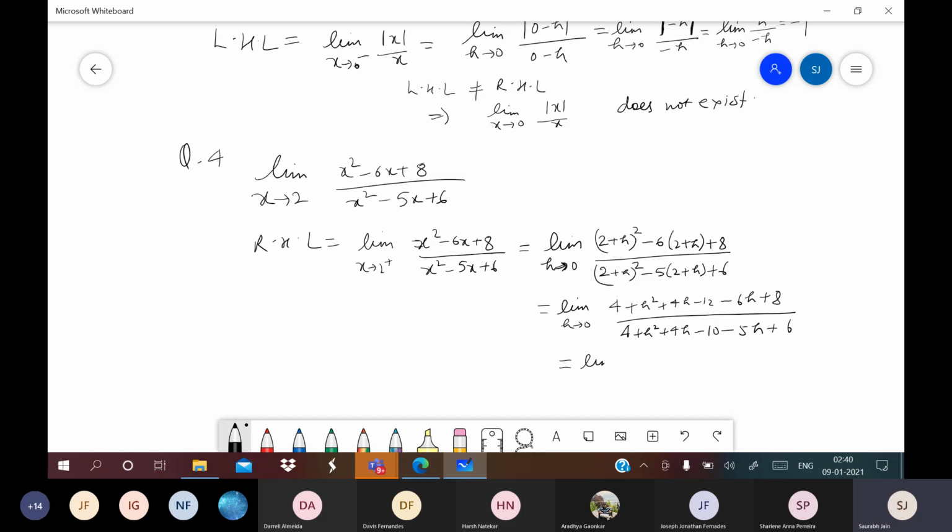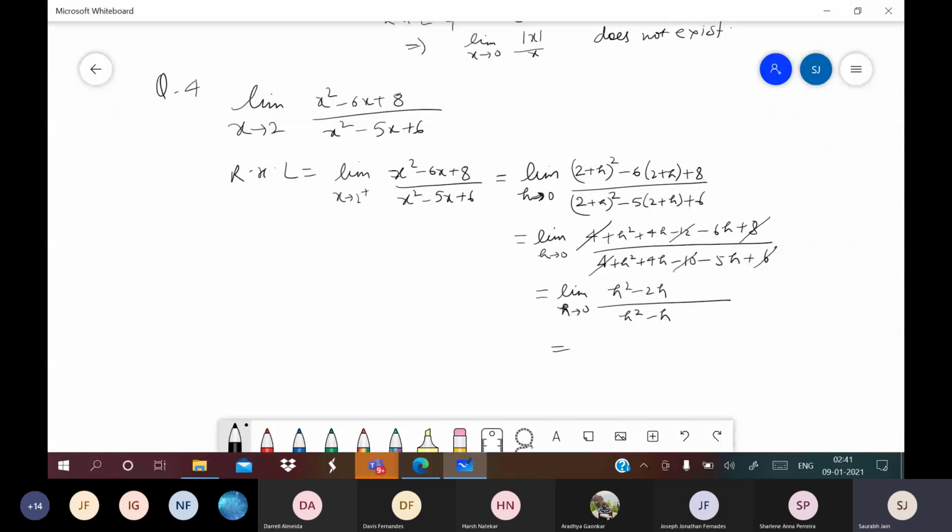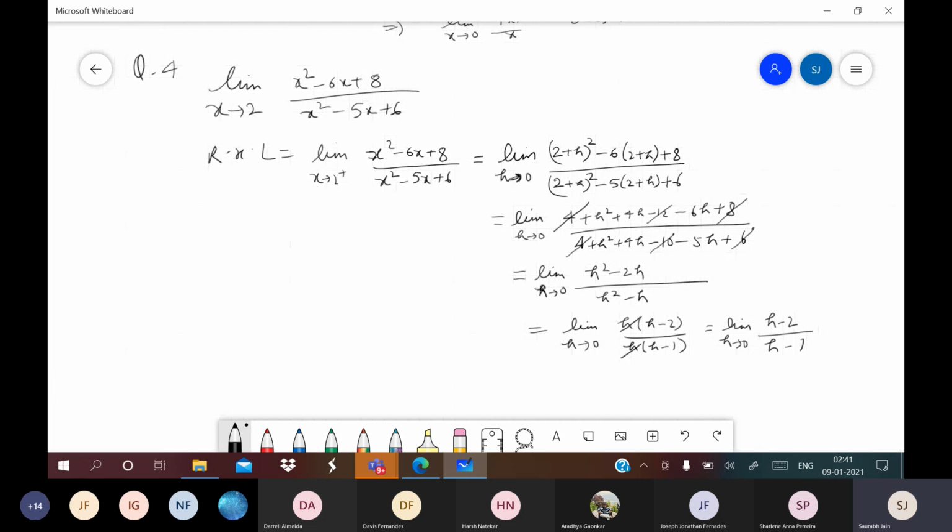So when you simplify this part, see, 4 plus 8 is 12, so minus 12. This will be cancelled. So h square minus 2h will be remaining. In the denominator, 4 plus 6 is 10, so minus 10. This will be cancelled. H square minus h will be there. Now you can take h common and cancel it. So it will be h into (h minus 2), and the denominator is h into (h minus 1). Now this can be cancelled. So you should always look for the terms which can be cancelled first. Now this is remaining. Now nothing can be cancelled further.